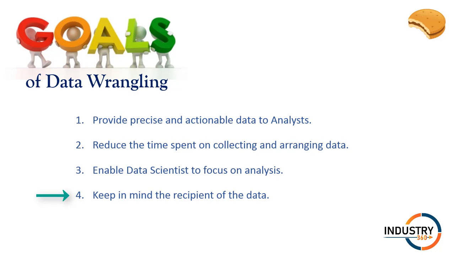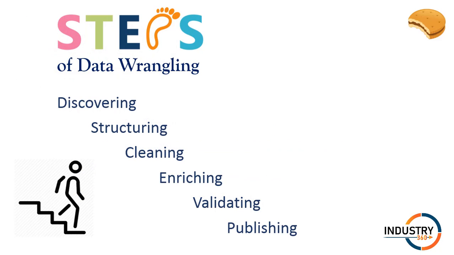Now let us look at what goes on in data wrangling. So broadly, data wrangling can be divided into the following steps. The first step is discovering, which allows you to understand what kind of data you have and what you can do with it. This exploration is required to identify the worth of a data set. The second step is structuring. Structuring is needed to bring the data into the shape required for the analysis at hand.